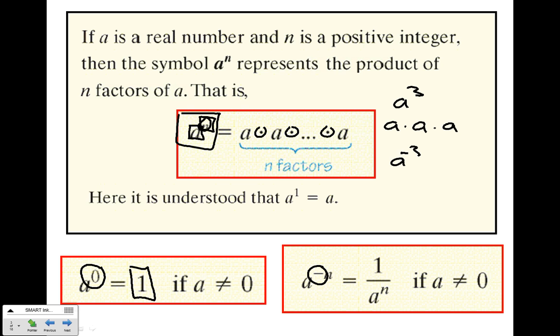A to the negative third is 1 over a cubed, right? And by the flip of that, 1 over a to the negative cubed, negative 3, flips over to a cubed. You could write over 1 if you wanted to, but we don't really need that. We can just write a cubed.